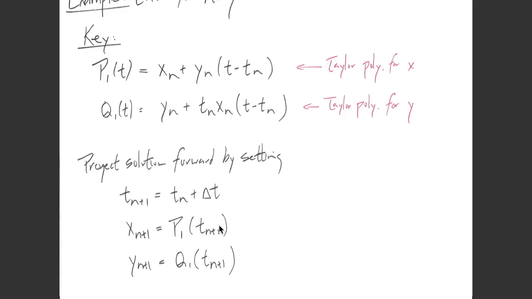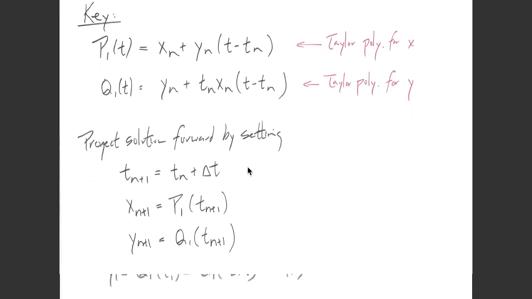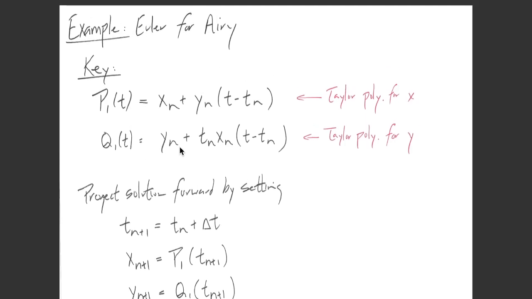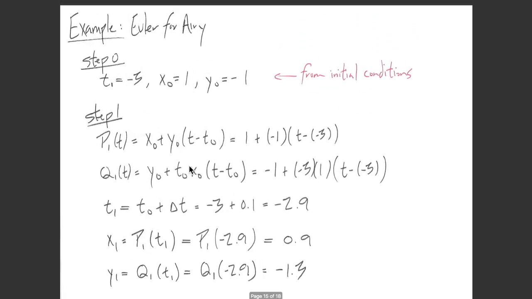Then for the next solution value for x, we're going to plug that next time step, t n plus 1, into the polynomial for x, that's p. And for the next value of y, we're going to plug t n plus 1 into the Taylor polynomial for y, which is q here. So that's how we'll project the solution forward.